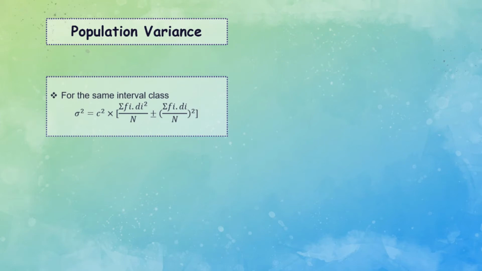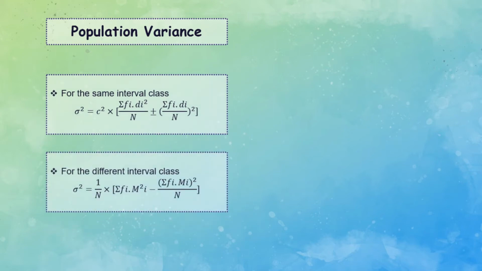This is the formula. Sigma squared is equal to c squared times, in brackets, sigma frequency multiplied by deviation squared divided by the size of the population, minus the square of sigma frequency multiplied by deviation divided by the size of the population.